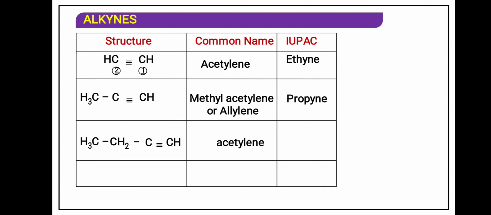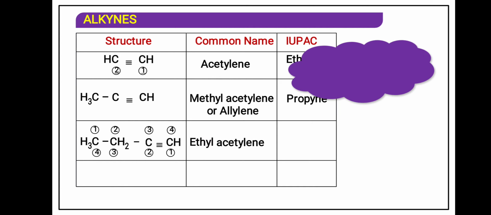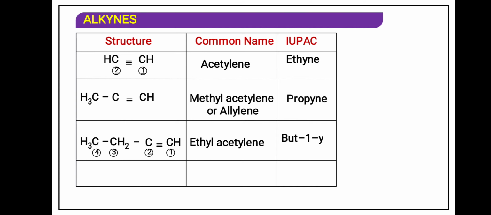Ethyl acetylene is the common name. For IUPAC we have to number. This numbering is wrong, because the triple bond functional group should get the lowest number. This numbering is correct, from below. But-1-yne.